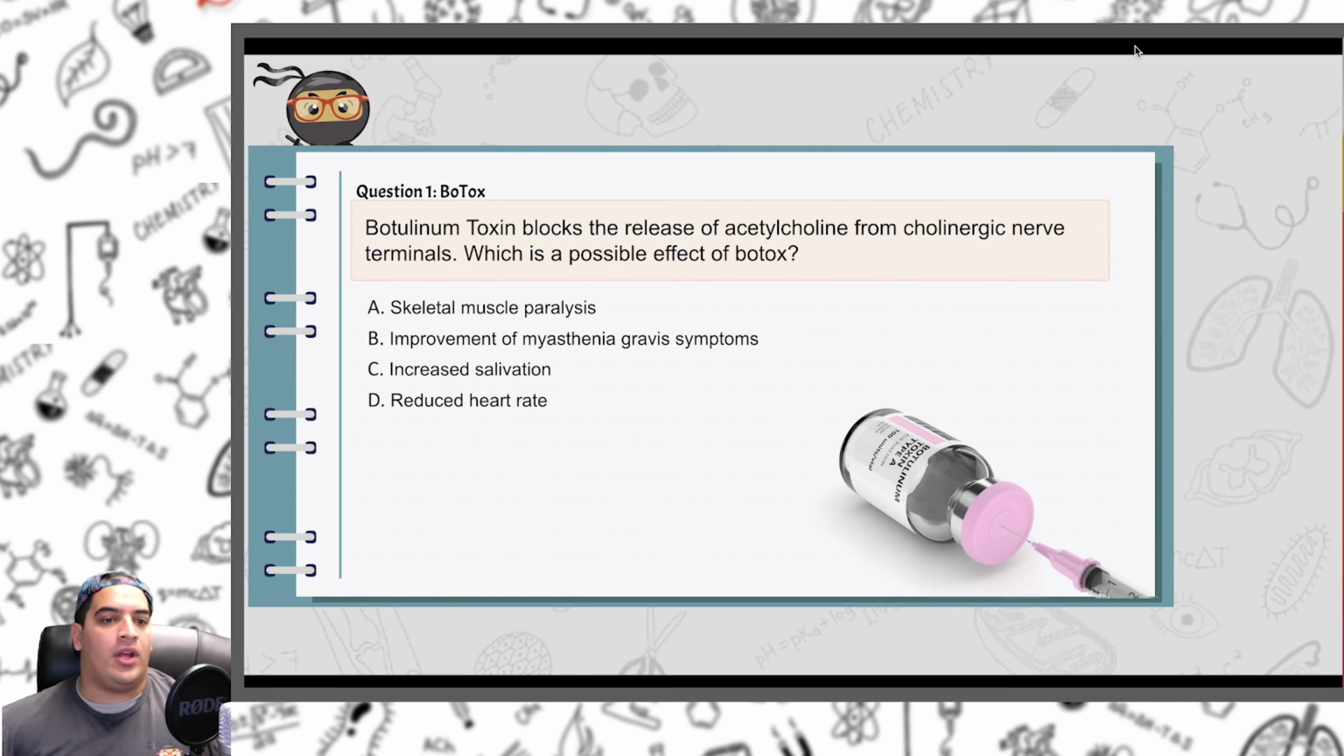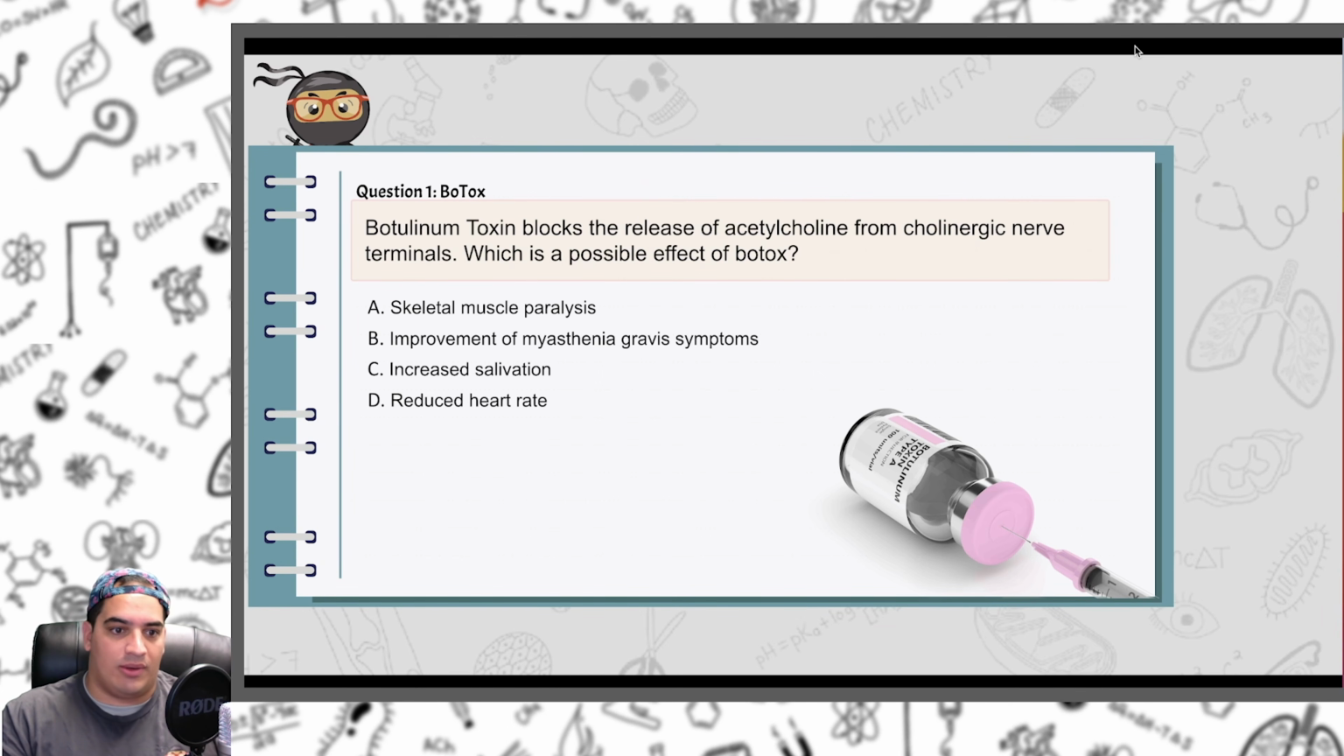So question number one. Botulinum toxin blocks the release of acetylcholine from the cholinergic nerve terminals. What is a possible effect of Botox? Well, think about what acetylcholine does at the actual nerve terminals on a muscle. So acetylcholine is supposed to trigger the muscle to contract. All right, so if there is an absence of acetylcholine because you're blocking its ability to be released, what do you think is going to be the overall effect?